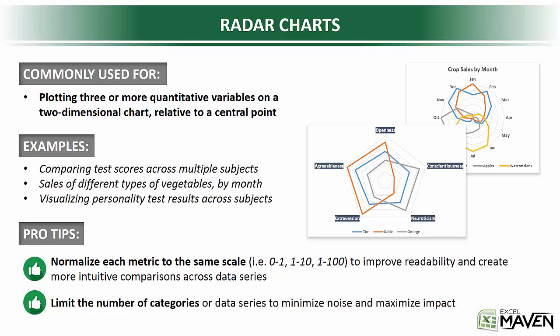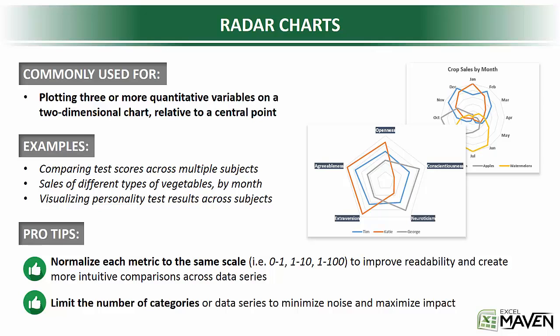So, pro tips here. First and foremost, it can be really helpful to normalize each metric onto the same scale, like 0 to 1, 1 to 10, 1 to 100, could be anything. But normalizing helps to improve readability and create more intuitive, more noticeable comparisons across your data series. That way you don't have one data series completely drowning out the others.